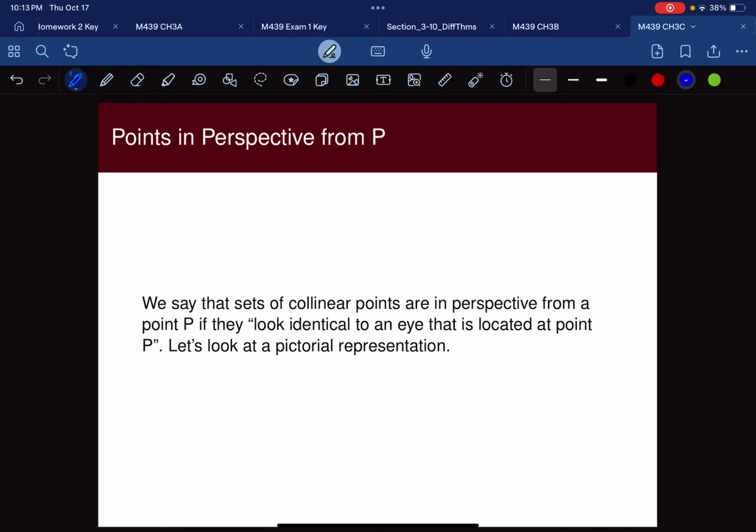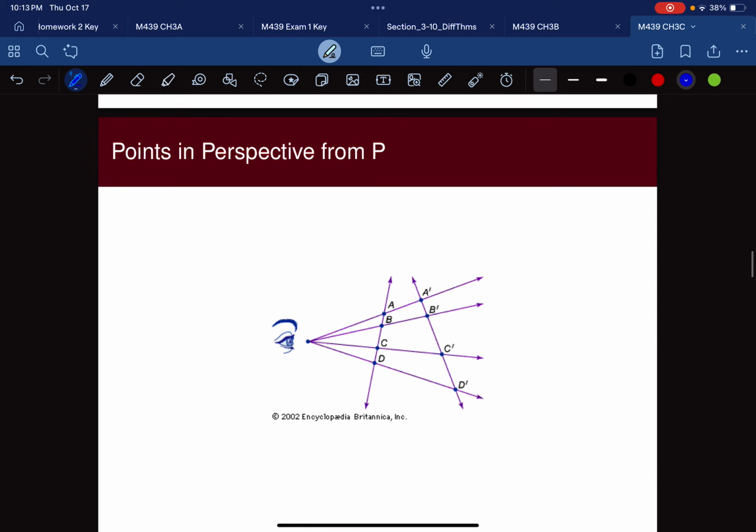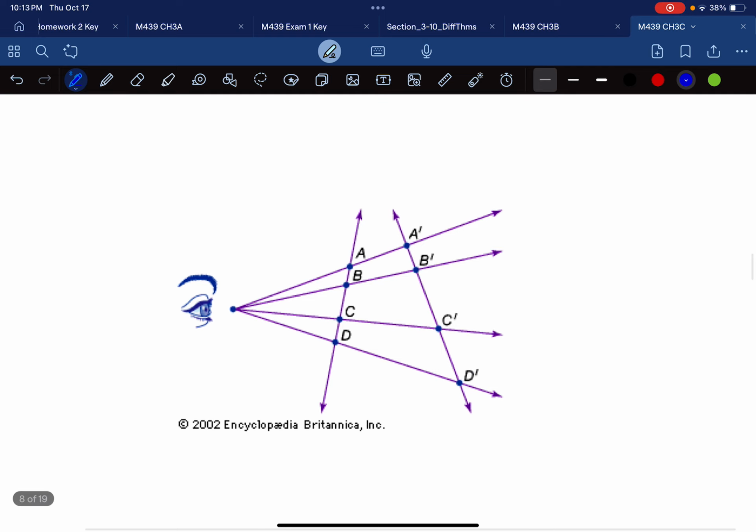So what is a point in perspective? We say that sets of collinear points are in perspective from a point P if they look identical to an eye that's located at point P. I think the best way to understand this is just to see a picture of what it means to be points in perspective. So here's the picture that I found on the internet that I like the most, and you have this person looking from a point, for your book this is point P, and instead of A prime, B prime, C prime, he'll call this W, X, Y, and Z, but it's the same idea.